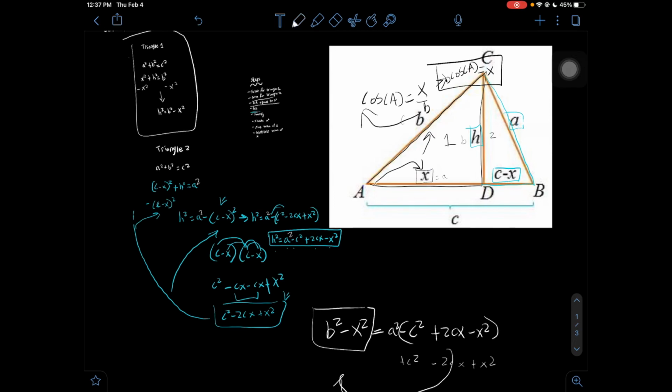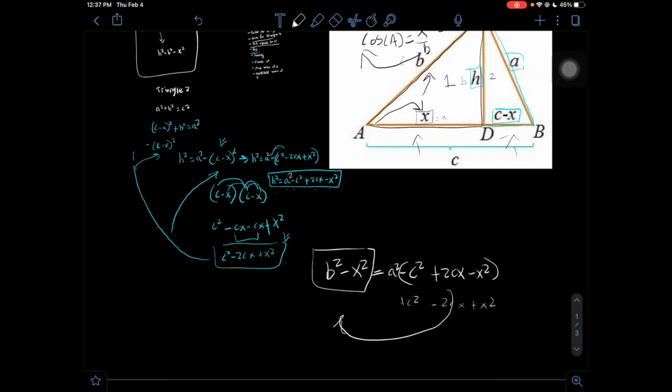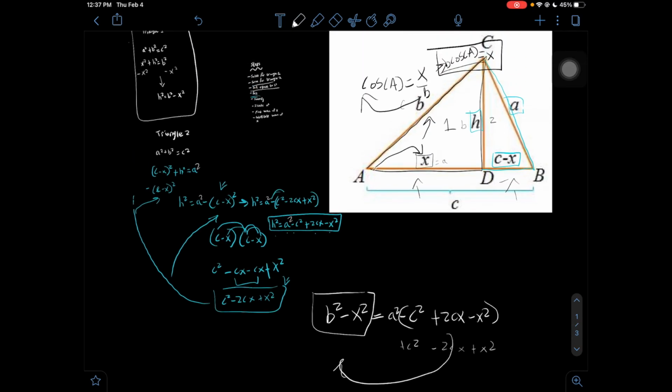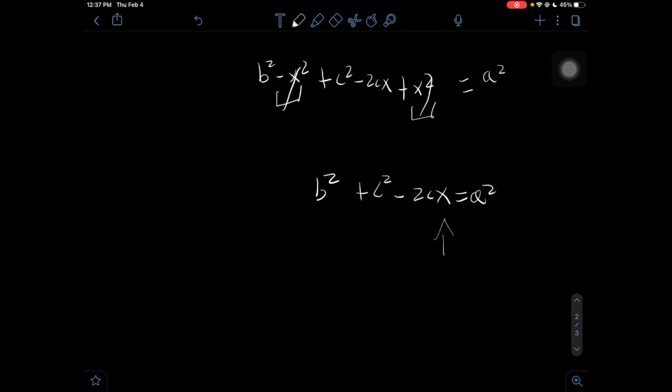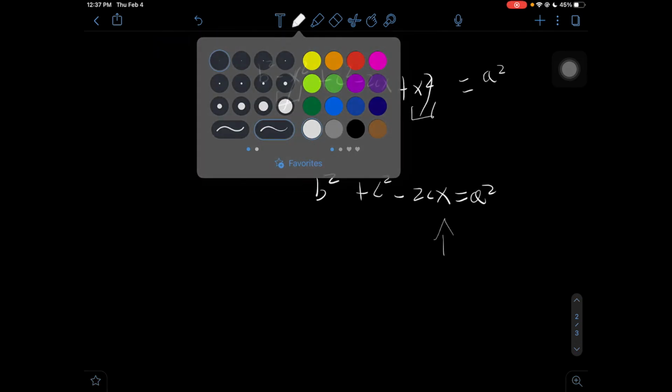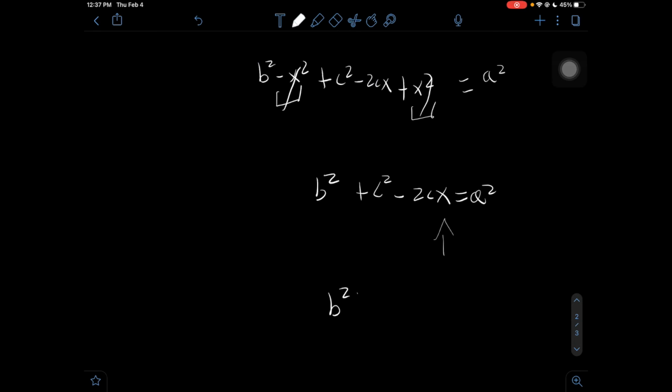So that was simple. You might be asking why we didn't use this triangle. Well, here we have x by itself, but here we have c minus x. It would have been a little more complicated. So I just went ahead and did triangle 1. So now that we have x equals b cosine of a, let's go down here and input that value. So let's rewrite it down here. So we have b squared plus c squared minus 2c times b cosine of a equals a squared. Well, I think we may be done.